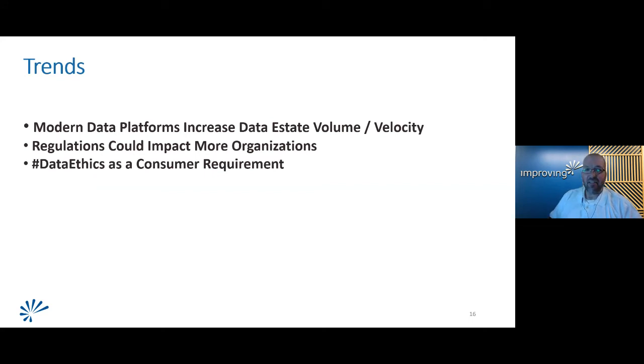Another thing, data ethics. It's becoming a consumer requirement. You want to be able to trust your data not only inside of your organization, but as a consumer. For example, with biometric devices, something like a Fitbit, you want to be able to trust that data. Is that data accurate? Is my heart rate accurate? We're putting a lot of trust in data. So that is why data governance initiatives are becoming more and more popular as we go on.